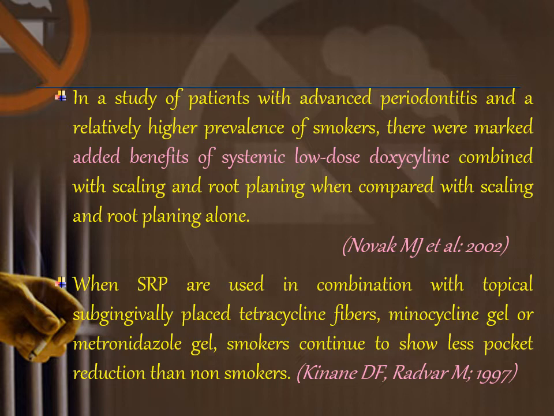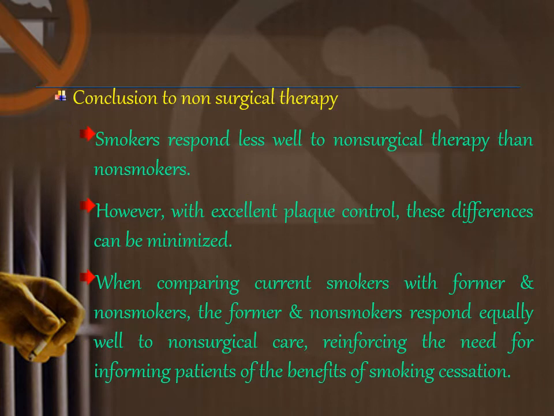In a study of patients with advanced periodontitis and a relatively higher prevalence of smokers, there was marked added benefit of systemic low-dose doxycycline combined with scaling and root planing when compared with scaling and root planing alone. When scaling and root planing are used in combination with topical subgingivally placed tetracycline fibers, minocycline gel or metronidazole gel, smokers continue to show less pocket reduction than non-smokers.